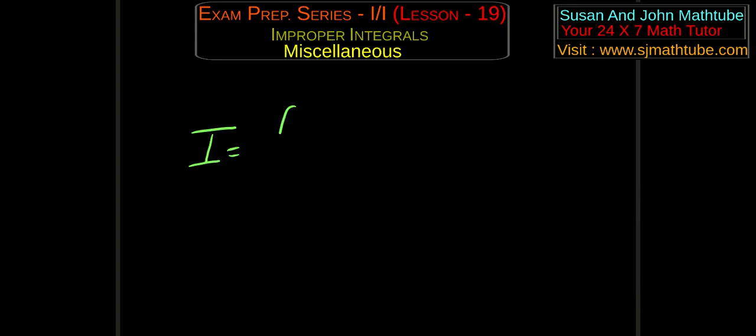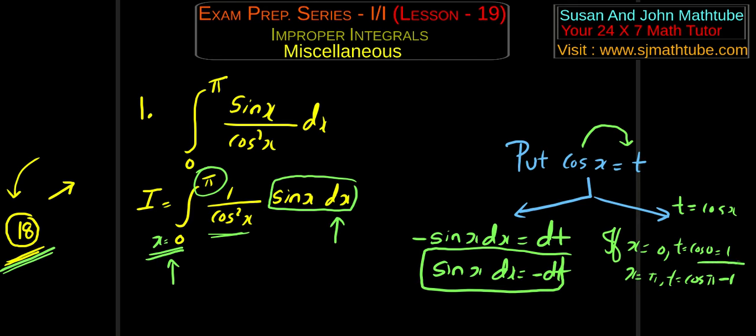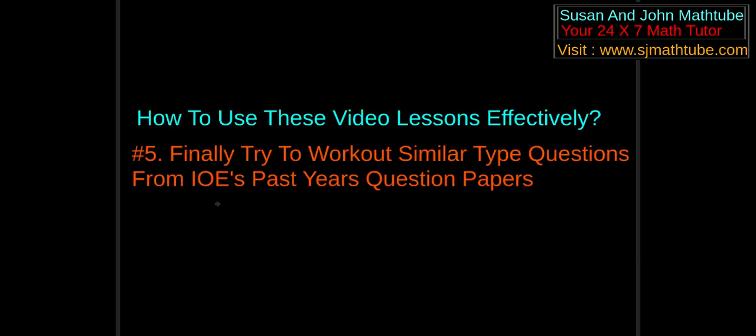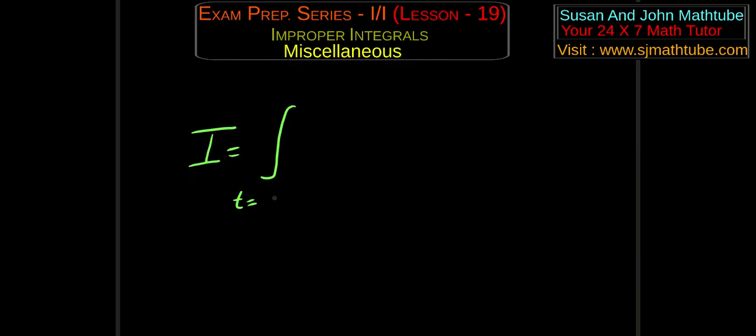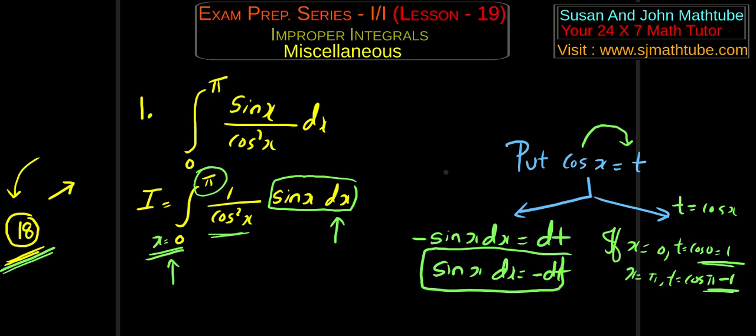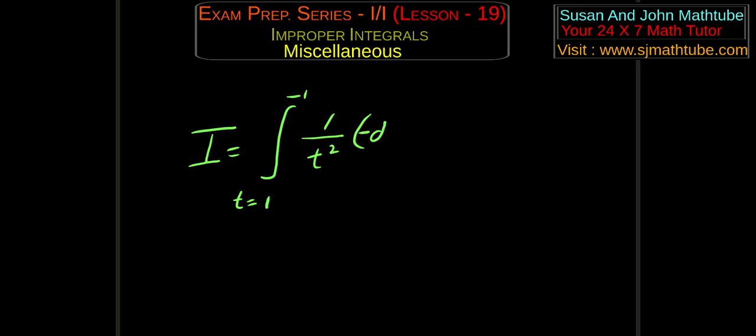So we get I equal to integral. Look at this. Instead of 0 I had to put 1, and instead of pi I had to put minus 1. So t is equal to 1 to minus 1, and this will be 1 by t square, and the remaining part will be minus dt. Now look at this. I'm going to flip the limits. If I flip the limits, the upper limit will be here and the lower limit will be here, and the penalty is a minus. When you interchange the limits, what will happen to the value? It will be negative. And that negative and this negative will give me positive. So the remaining is 1 by t square dt.